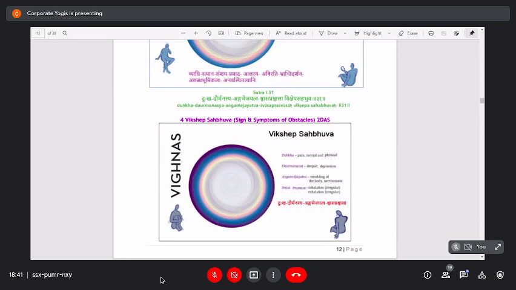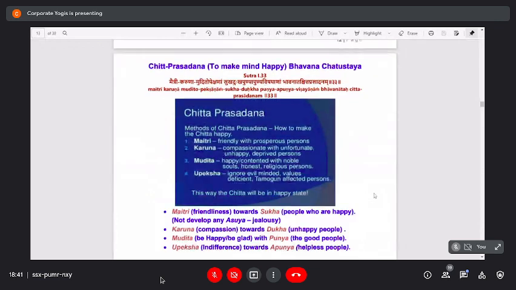Then daurmanasya means despair, depression. We are in a state of depression. Angamejayatva means trembling of our body. The body is getting a lot of sweating, fear, nervousness. Shwasa prashwasa: whenever we are not in a steady state, our inhalation and exhalation are not steady. You can observe yourself when you are too angry, too excited, too happy, too depressed. Our breathing pattern is not steady. Breathing either goes shallow or goes very fast, especially when you are angry.